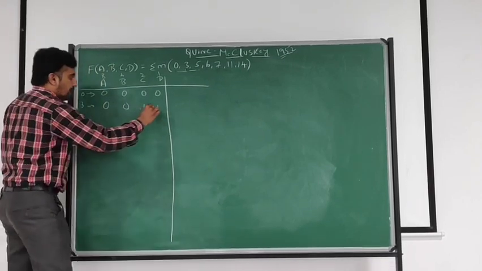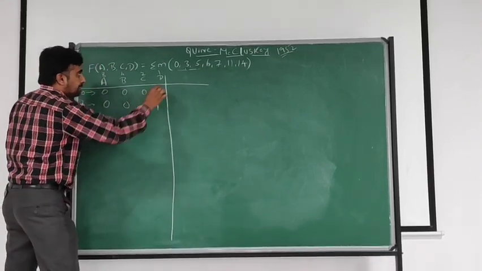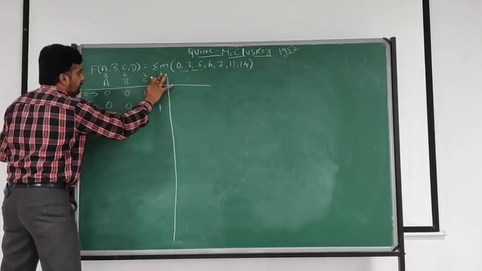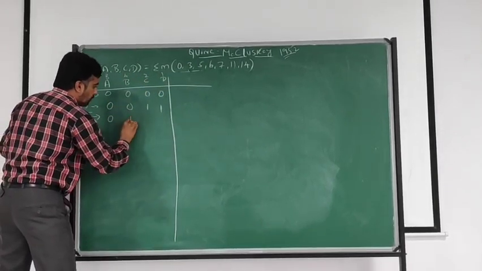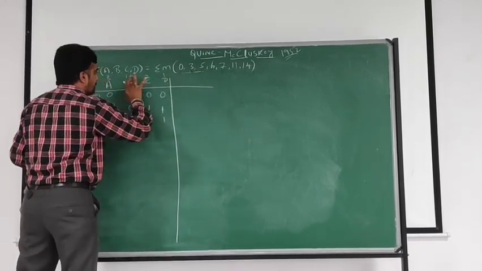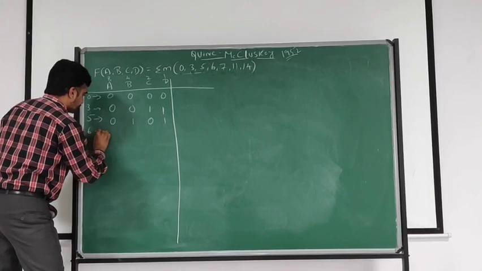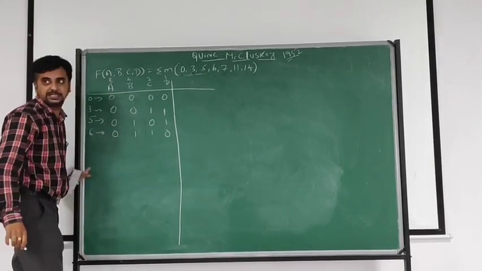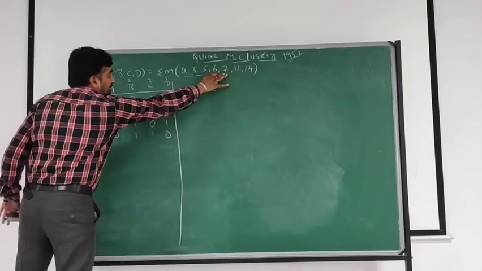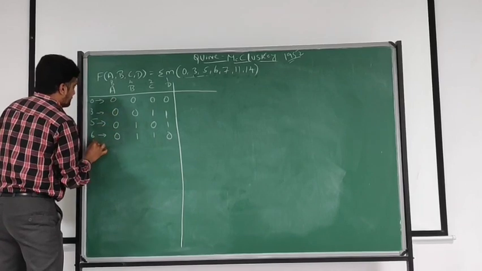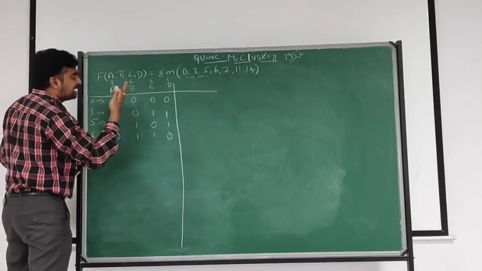Next, 5. 4 plus 1 is 5, so 0, 1, 0, 1. Next 6. 4 plus 2 is 6, so 0, 1, 1, 0. After that 7. 7 is 4 plus 2 plus 1. Now after this we have to go for the numbers with three ones.